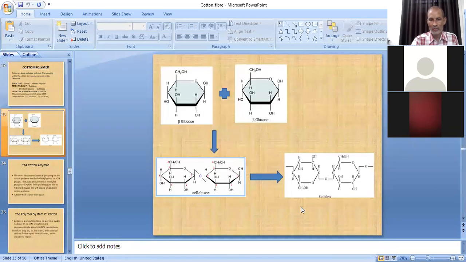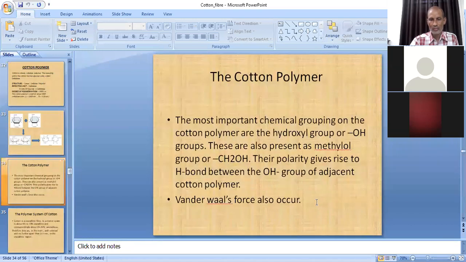Second, with the help of the chemical formula, you can understand how 2 beta glucose units are joined together to form 1 cellobiose, and how 5,000 cellobiose units are joined together to form 1 cellulose macromolecule. This is a very important topic. That's why I'm repeating again.